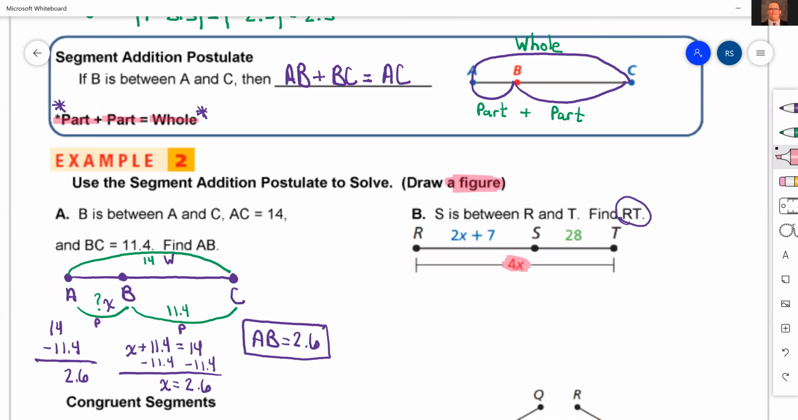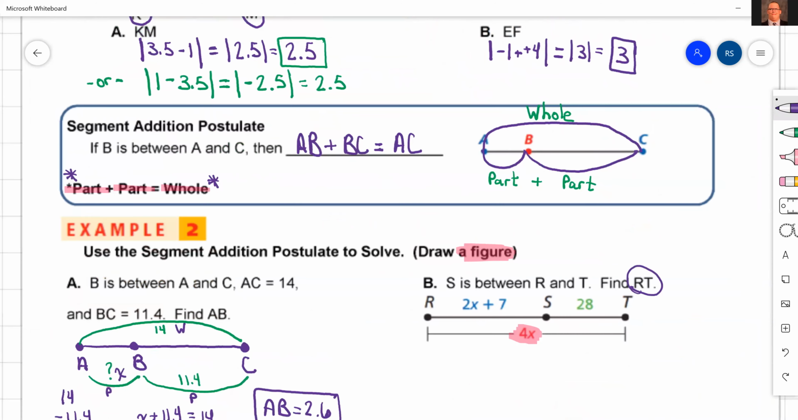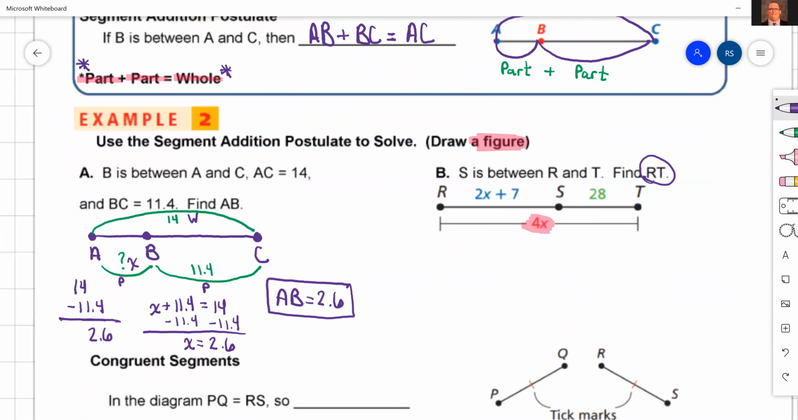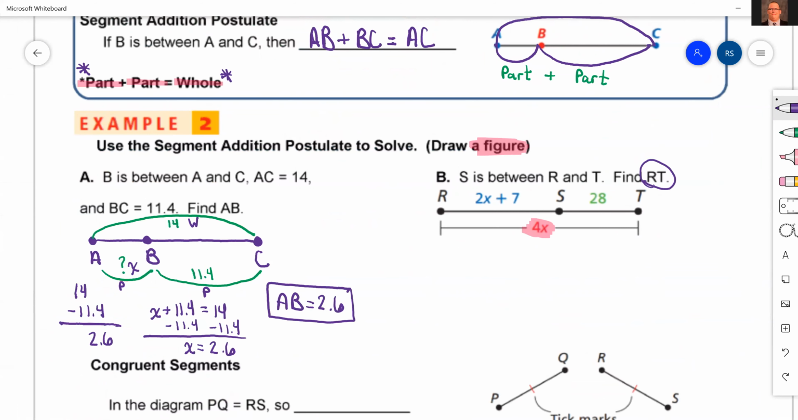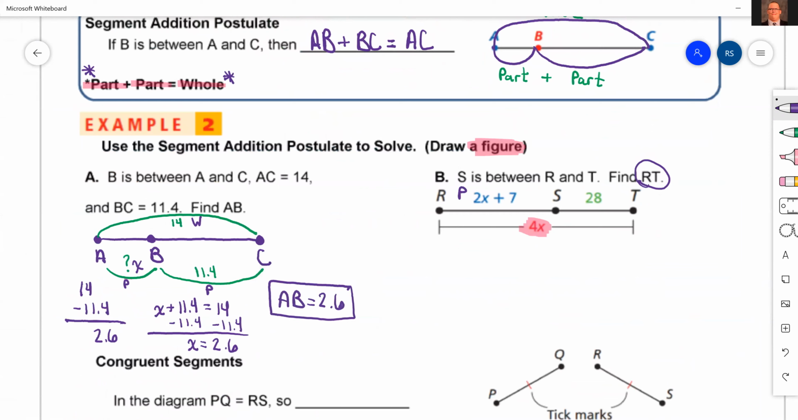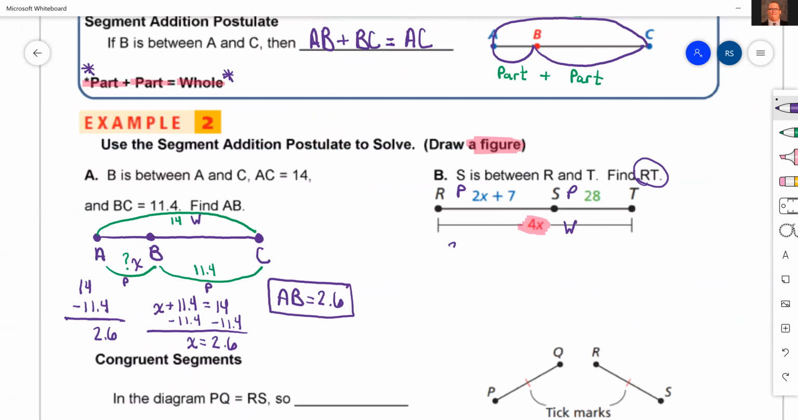For X. So eventually, we'll need to figure out what 4x is equal to. Well, let's use our little formula up here. Part plus part equals whole. Here's a part. Here's a part. Here's our whole. So we're going to say 2x plus 7 plus 28 equals 4x. Now we've got to solve for x.